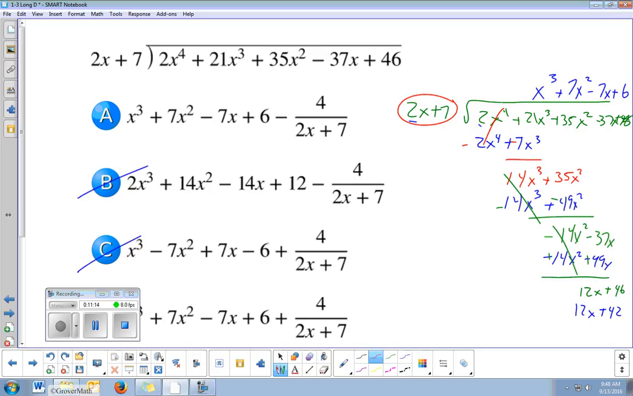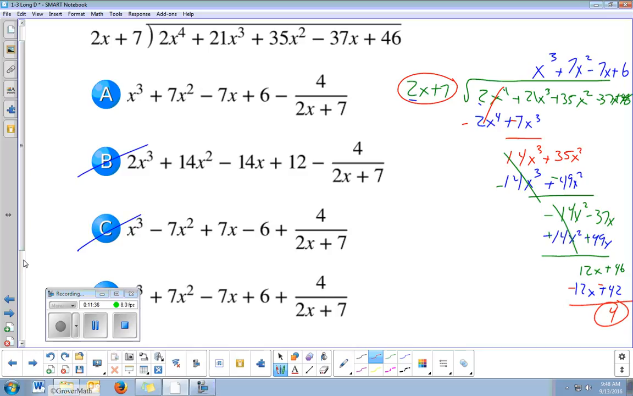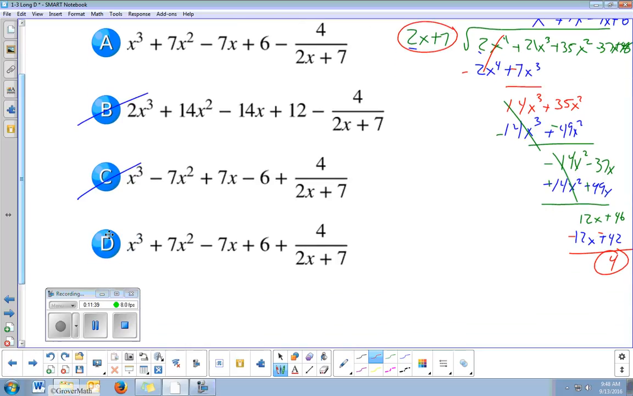Then, when I change signs, I am left with a remainder of 4. What do I do with the remainder of 4? Well, notice the x cubed plus 7x squared minus 7x plus 6. This is all correct. But what's the difference here is the remainder of 4. The way I write the answer is I do what choice D has here. This is the whole quotient piece, and then, because this is a positive 4, plus that number over the divisor, plus 4 over 2x plus 7.